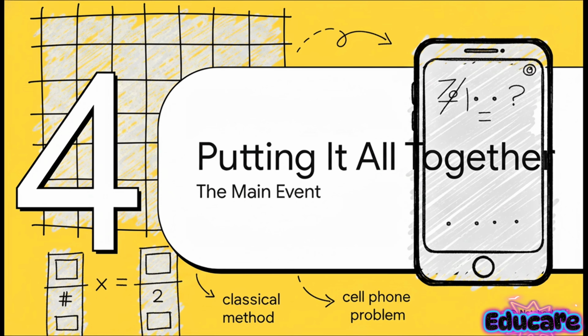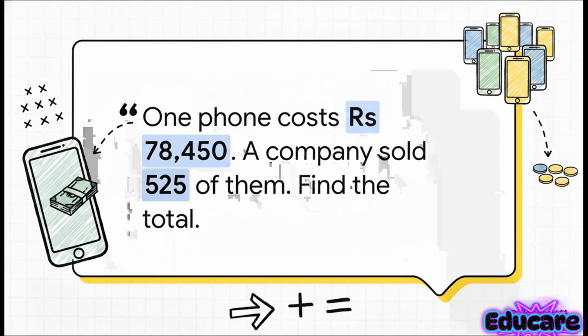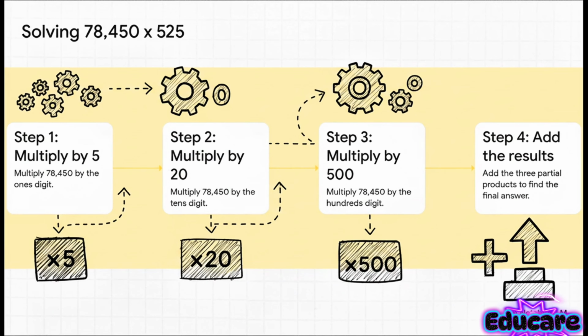All right, we've warmed up. We've got 2 solid methods in our toolkit, the classic vertical way and the visual grid way. I think we're ready. It's time to face the music and go back to that big cell phone problem. So let's just refresh our memory on what we're trying to solve. The cost of one phone is 78,450 rupees. The company sold 525 of them. Our mission is to find out the grand total they made. Time to multiply. For this big one, let's use the vertical method. It's great for keeping things organized. We're going to break down that multiplier, 525, piece by piece.